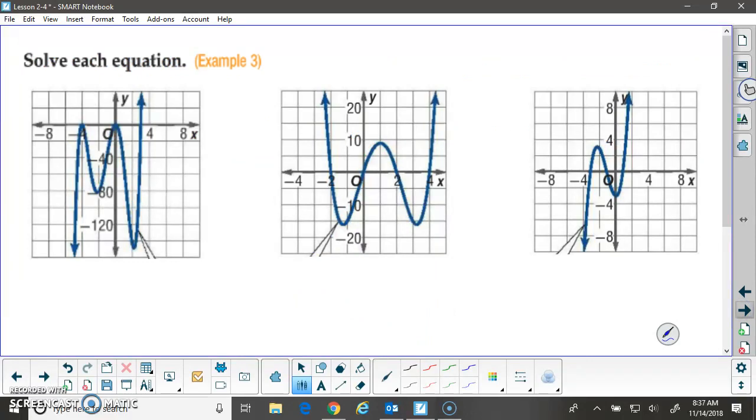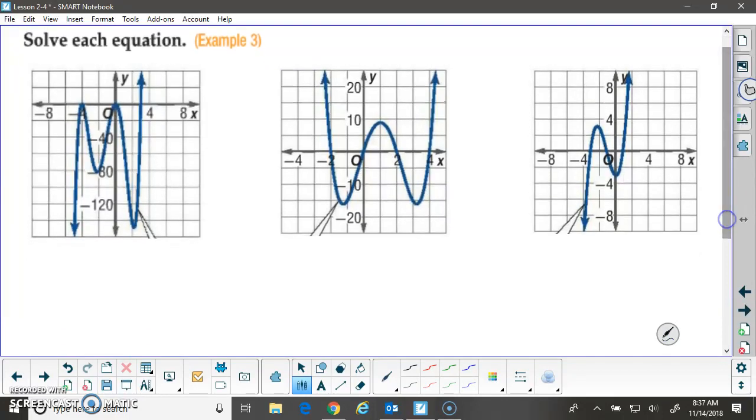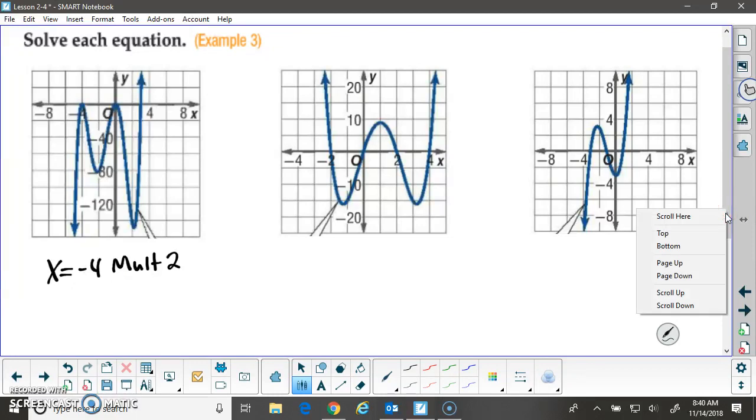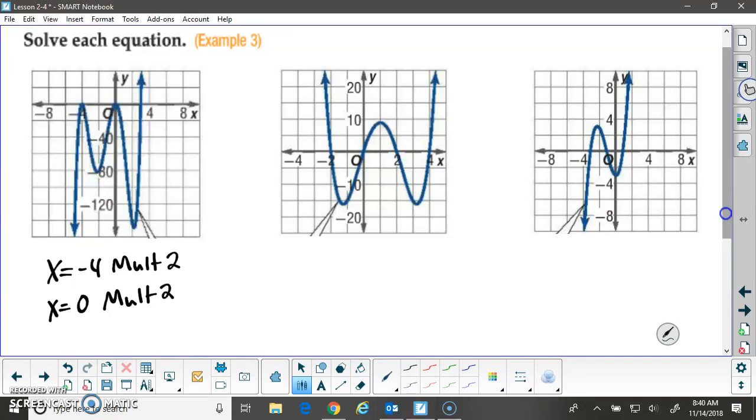Last thing I want to go through is just solving an equation. So you can see here we've got a picture of a graph. If you're asked to solve the equation, I just need to know values that make it equal to 0. So in this case, it's -4. Now this 0 at -4 has multiplicity 2. And the reason we know that is because it doesn't cross at -4, it just touches. We'd also have a 0 at 0 of multiplicity 2, because it doesn't cross at 0, it just touches. And then we also have a 0 at 3. So that's how we'd solve the problem, is just to find the zeros.